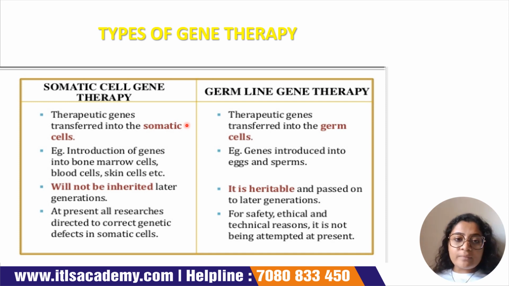Okay, so somatic cell gene therapy means therapeutic genes are transferred into the somatic cells. Germline means they will be transferred into the germ cells. Example of somatic cell gene therapy will be introduction of genes into bone marrow, blood cells, skin cells. And example of germline gene therapy will be genes are introduced into the eggs and the sperms. So somatic cell gene therapy will obviously not be inherited to the next generations, but the germline gene therapy can be inherited and passed on to the later generations.